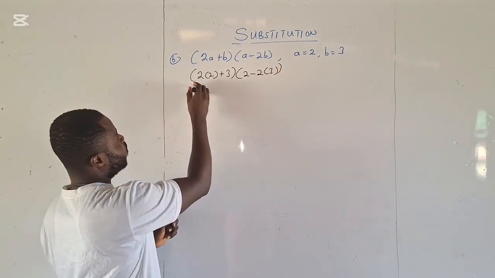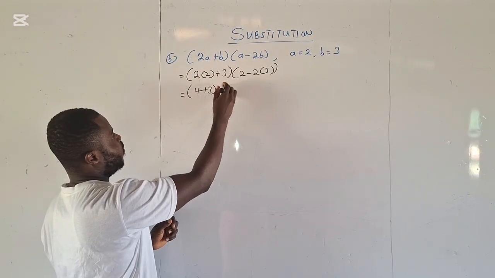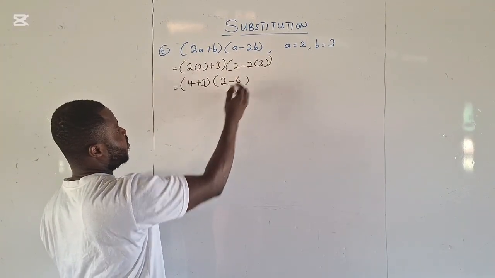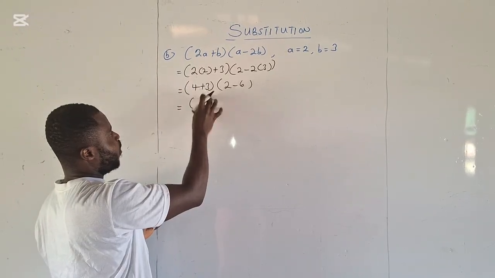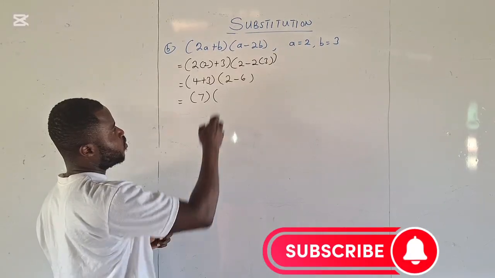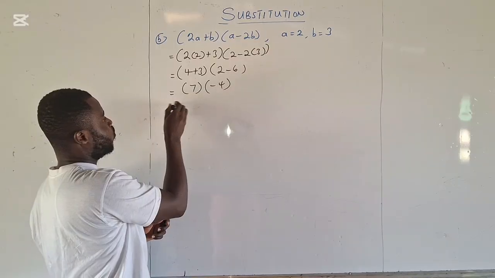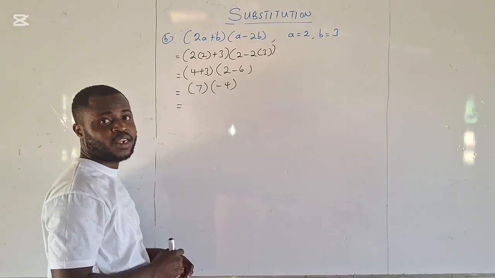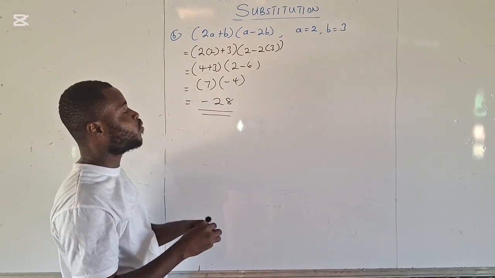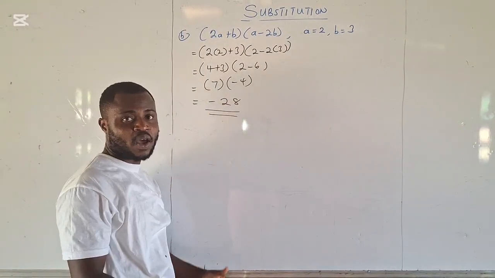Then the bracket close. Now in this bracket, we have 2 times 2, 4, plus 3. Bracket open again. Now 2 minus 2 times 3 will give us 6, and 4 plus 3 is 7. Bracket close. 2 minus 6 will be negative 4. So it's equal to 7 times negative 4 will give us negative 28. So when substituting the A and the B into the bracket, this is going to be our final answer.